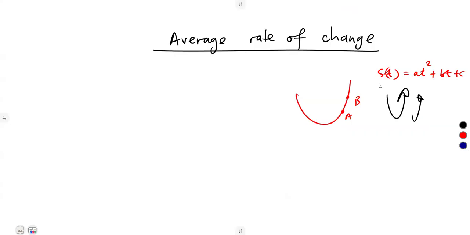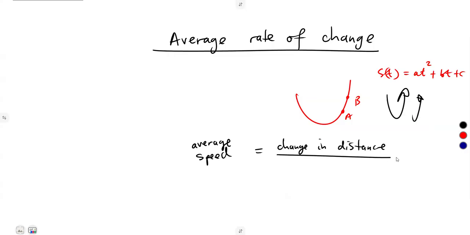So when you are referring to the distance, the average rate of change is the gradient, which is the average speed. It will be like speed, which is the change in distance over the change in time. So it's distance over the time. Change in distance over the change in time. This is average speed in actual sense.